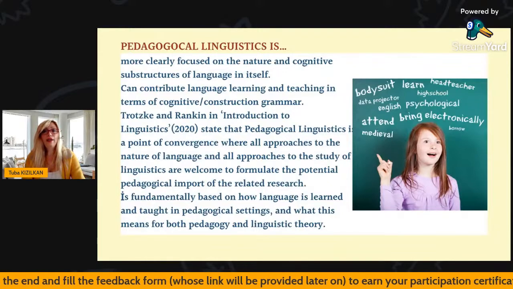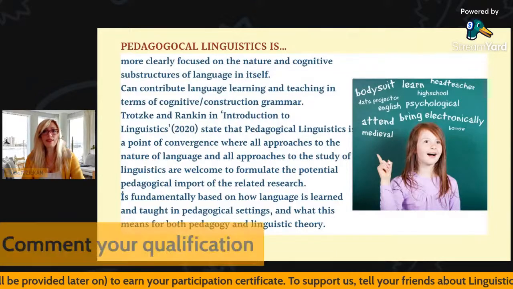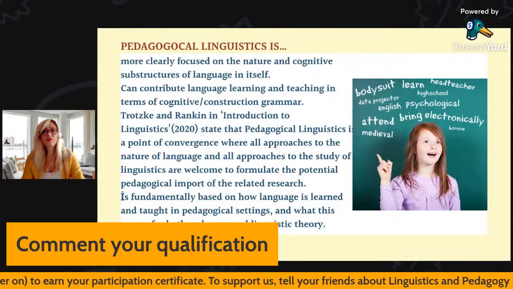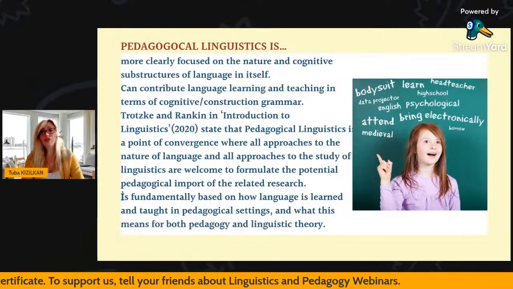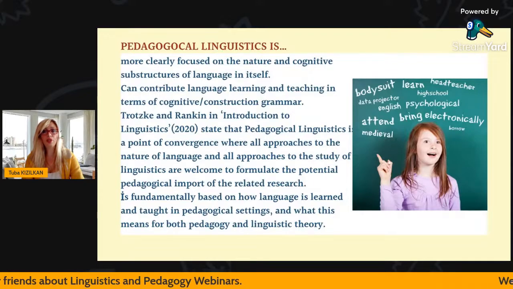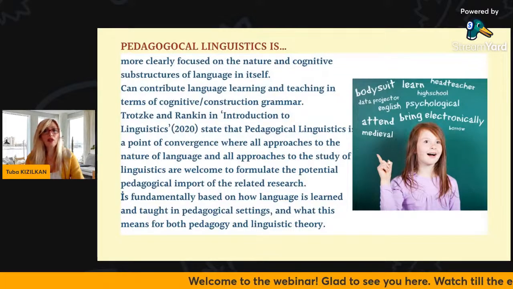So grammar might be a challenging point for English teachers, and as far as I'm concerned, I'm a very experienced teacher of more than 22 years. So I observed that many students might have difficulties learning grammar.